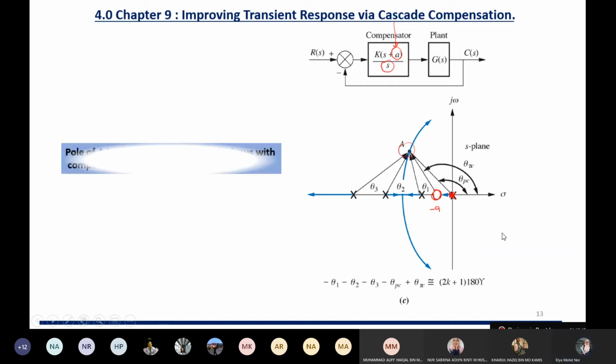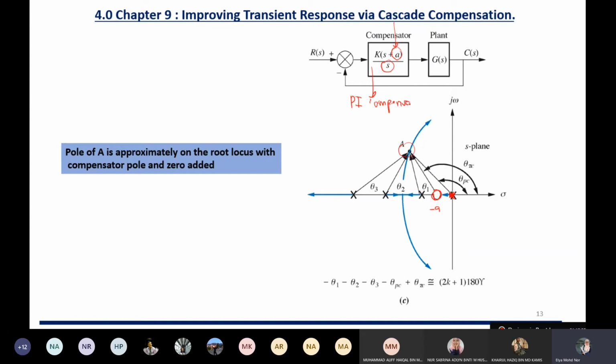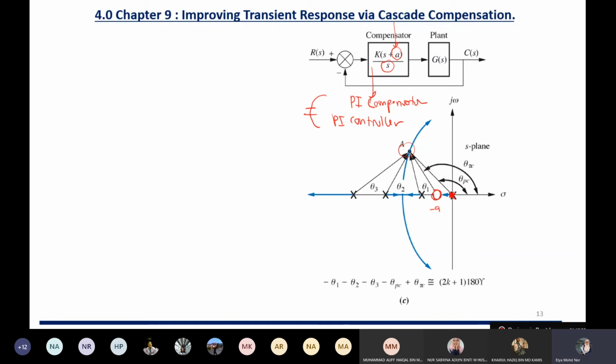Okay. So point A is approximately on the root locus with compensator pole and zero added. Okay, so this is what we call PI compensation. We call it a PI compensator, or we call it a PI controller. Compensator and controller are both the same thing. In the industry, in real applications, we talk about a PI controller. Okay, in the theoretical part, we talk about a compensator.